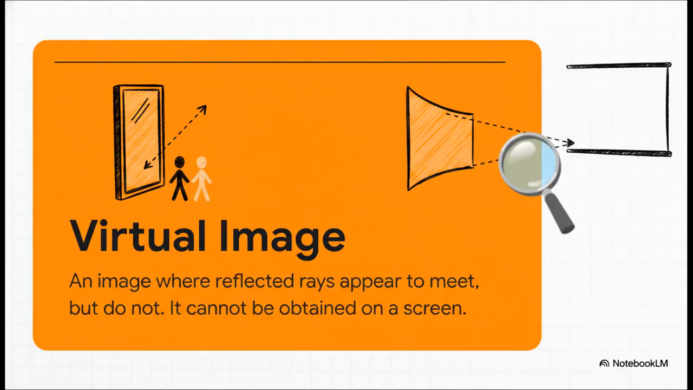You know how when you look into a mirror, your reflection seems to be behind the glass? It's like your brain is tracing the light rays backwards in a straight line, creating an image where there's nothing actually there. That's why we call it a virtual image. You can't put a piece of paper back there and project the image onto it.